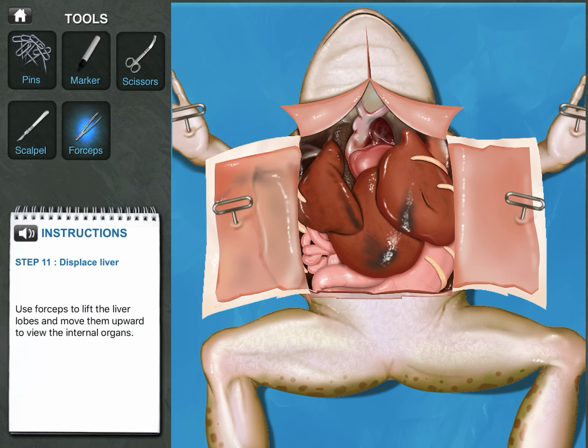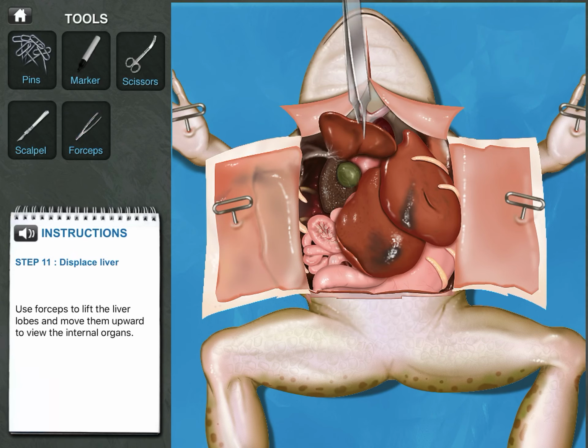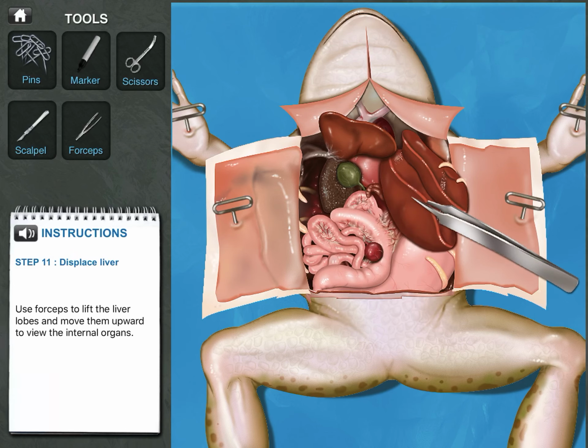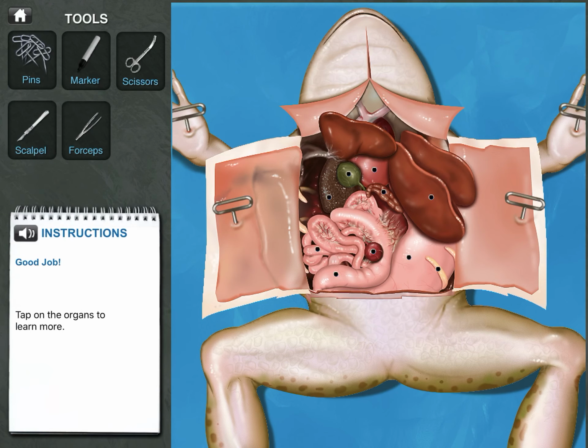Whew, that's a close-up. We're going to take the forceps to lift these liver lobes out of the way so you can see all the other organs. So basically what they're doing here is they're showing us that if we tap on any of these organs, we can see what that organ does. So I'm going to tap on this green one here.